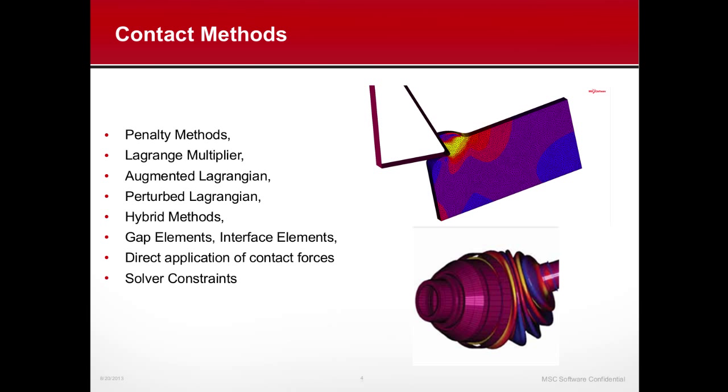There are several methods devised to address contact problems using FEA, and these include penalty methods, Lagrange multipliers, augmented Lagrangian, solver constraints, and several others that you see listed over here. And each of them has its own advantages and disadvantages, and in order to obtain good results from the solver, you should understand the parameters that govern the method that is used for contact.